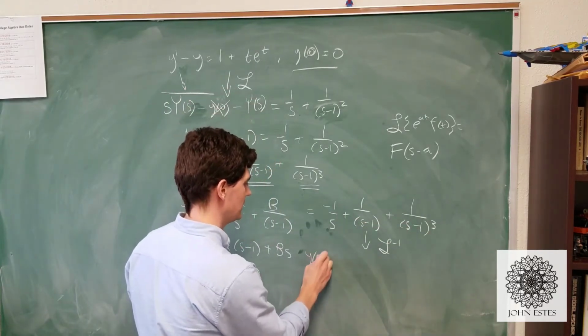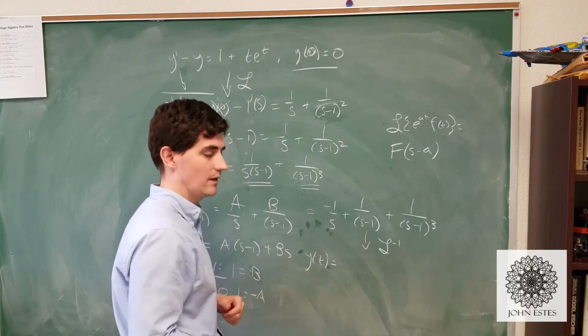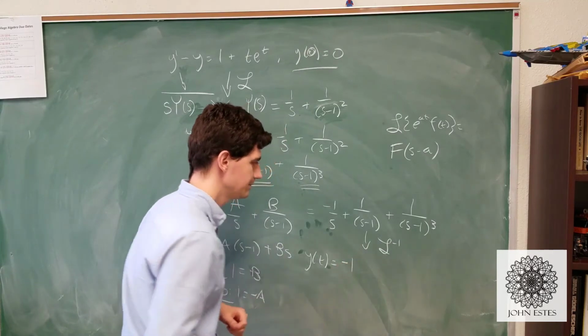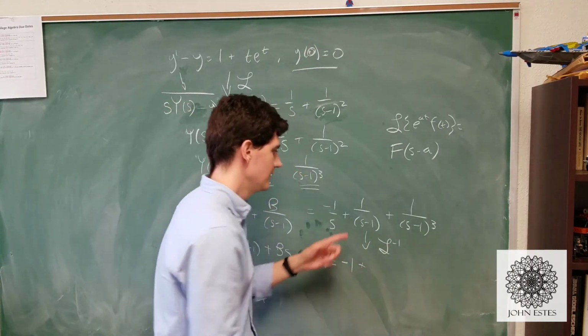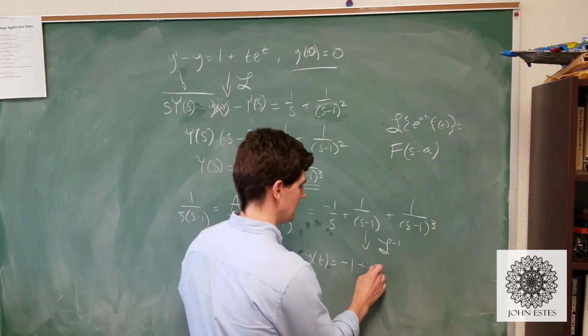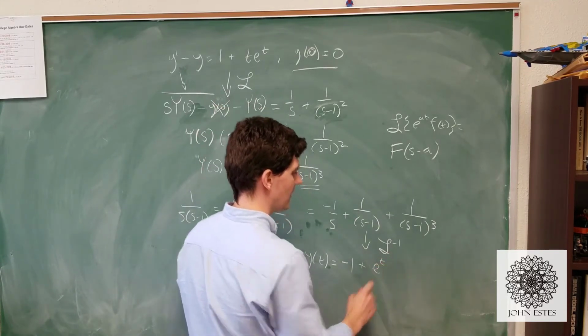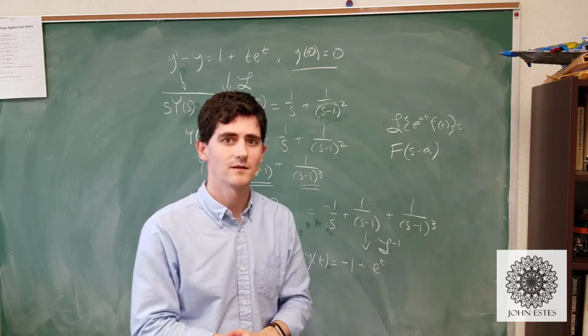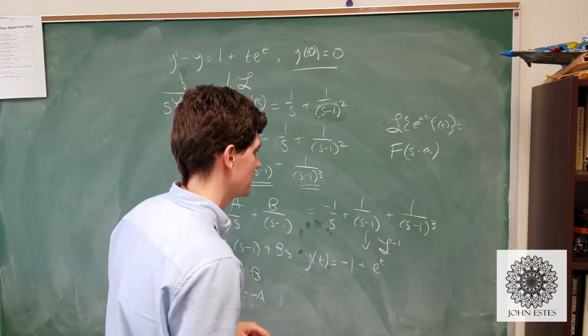So I get y of t equals the inverse transform of negative 1 over s, which would just be negative 1. The inverse transform of 1 over (s minus 1) is just e to the t power. Okay, and you can use tables of transforms. You should know these basic ones if you're in a differential equations course.